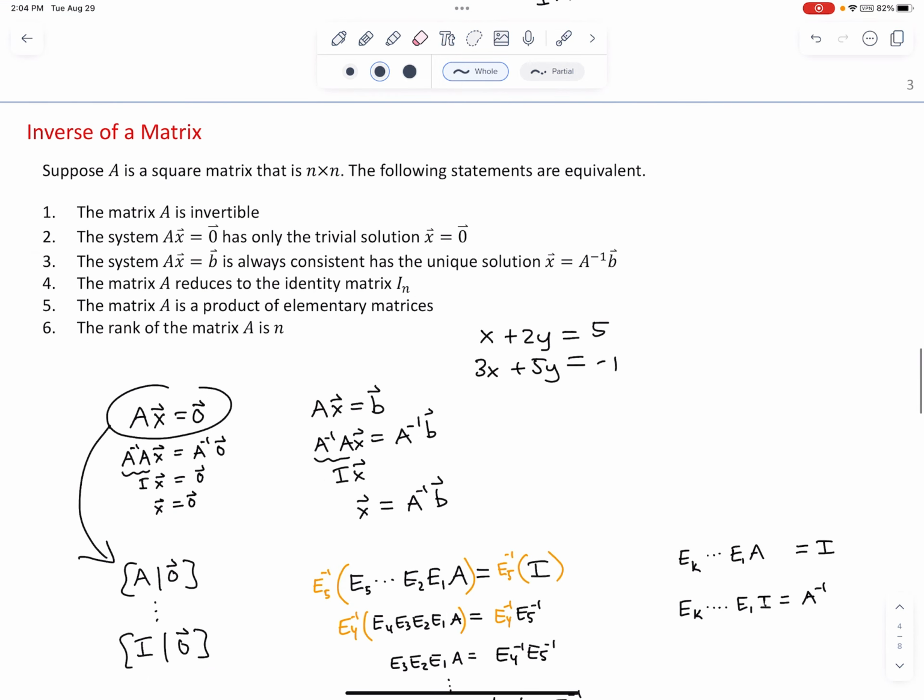So when you look at these statements, if any one of them is false, they're all false. So this statement right here: if a matrix does not reduce to the identity matrix, then all of these statements are false, including the top one. So we would say B is not invertible. In other words, you can say it's singular.